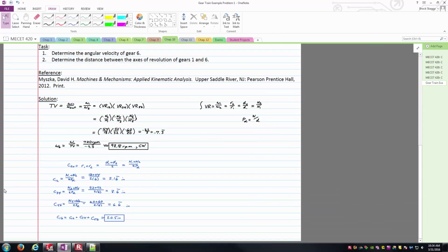And so there you have it. I think we've got both of the values we're looking for. We've got the angular velocity of the final driven gear, as well as the center distance between the far left shaft and the far right shaft, as well as all the intermediate shafts there as well.